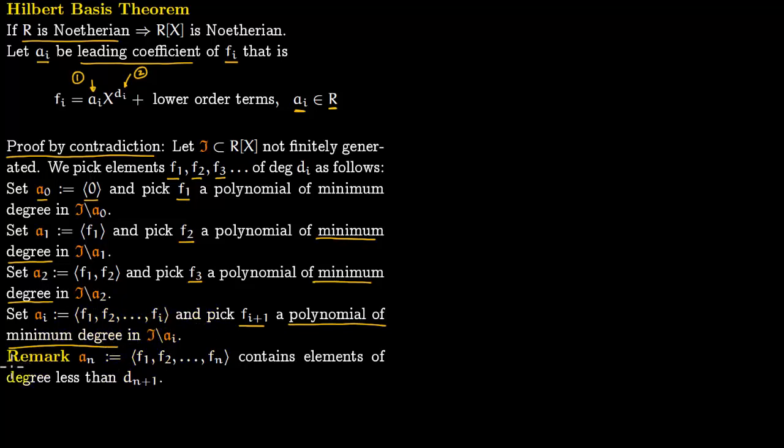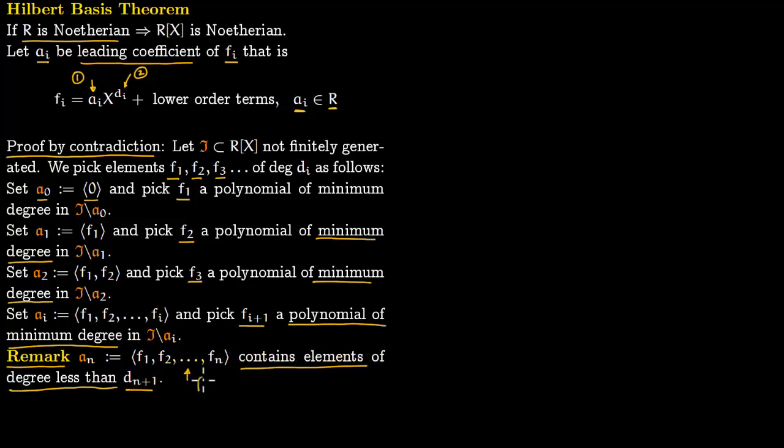So now an important remark. This ideal an is generated by f1, f2 all the way to fn. So it contains elements of degree less than d(n+1). Because we will pick up f(n+1), you can look here, instead of i you put in n, f(n+1) will have degree d(n+1), which we will pick up from I minus an, that is I minus all these elements. So if the degree is less than d(n+1), then it has to be the case that that polynomial is contained within this.